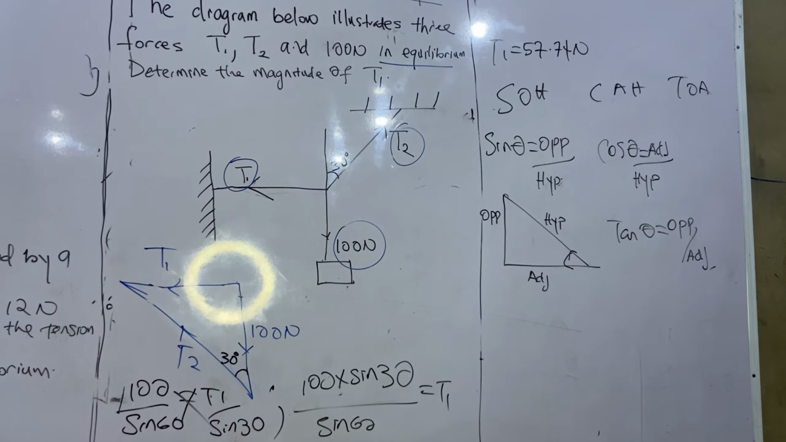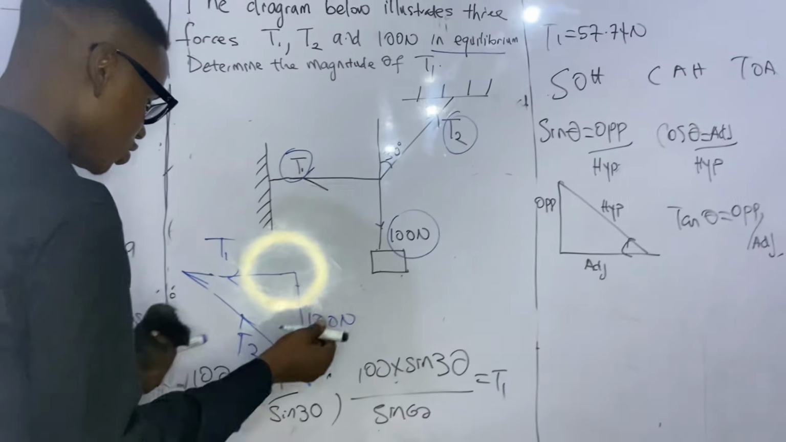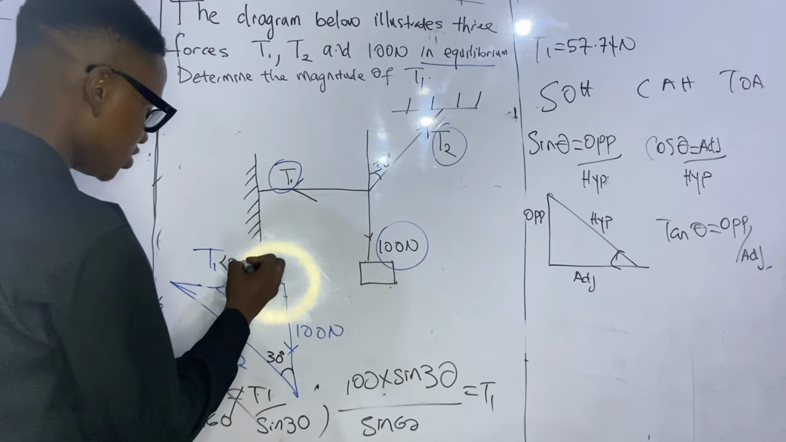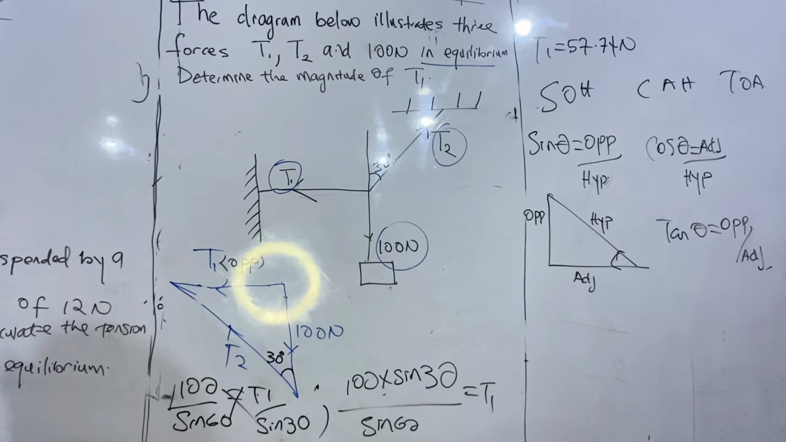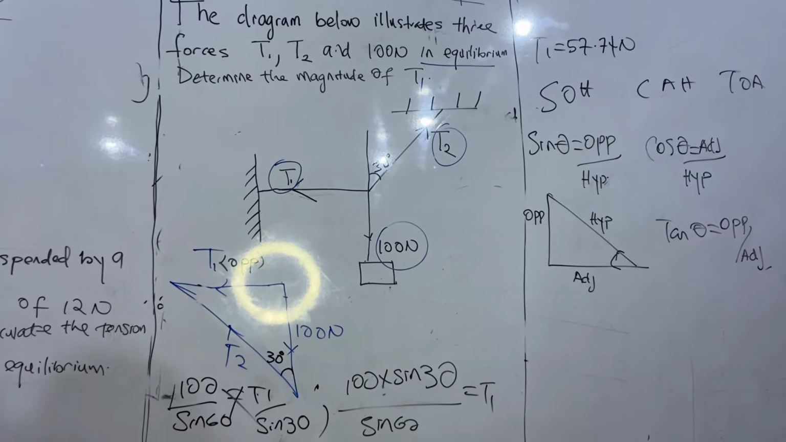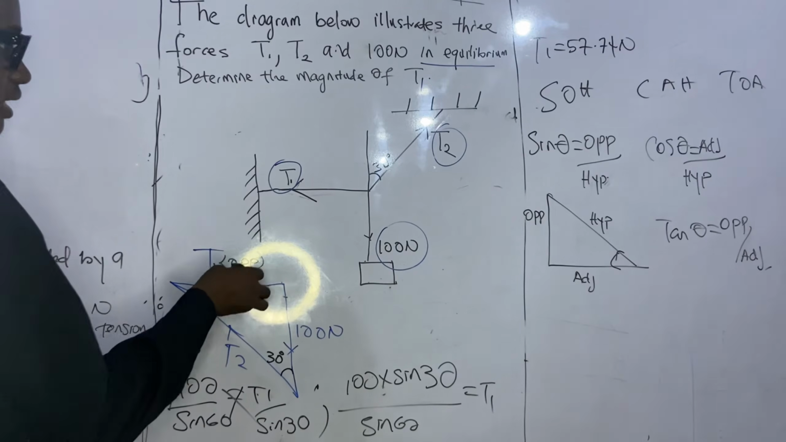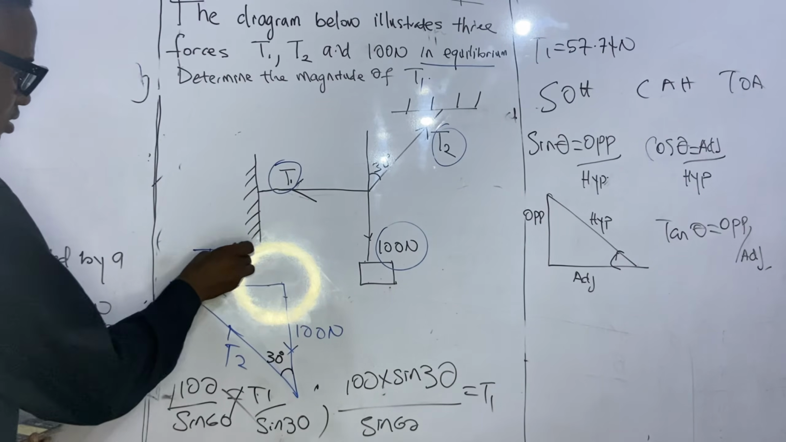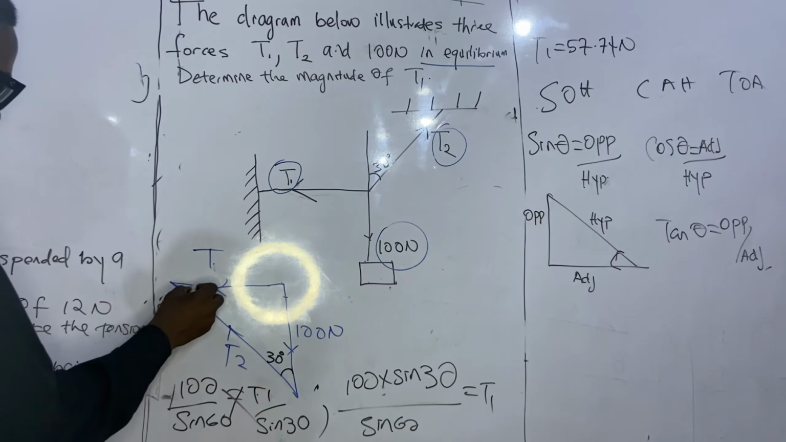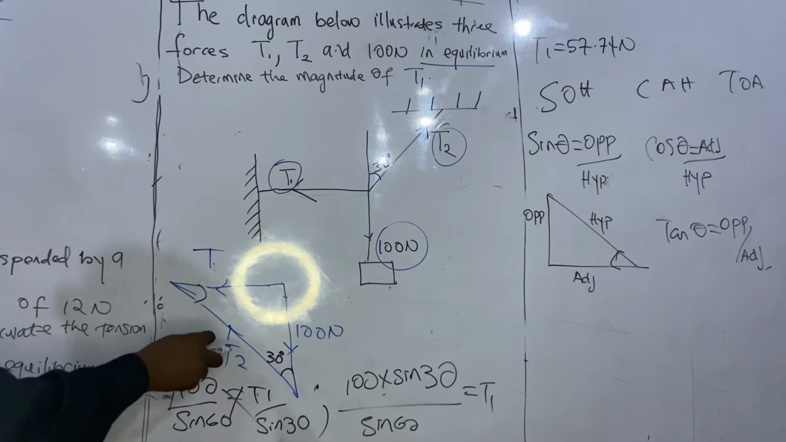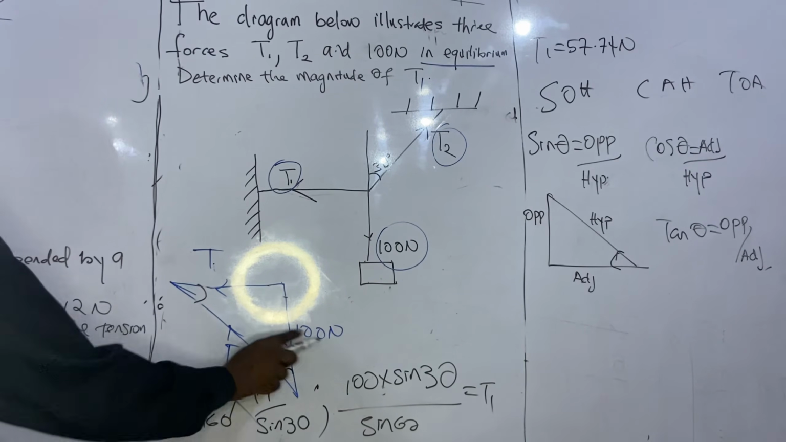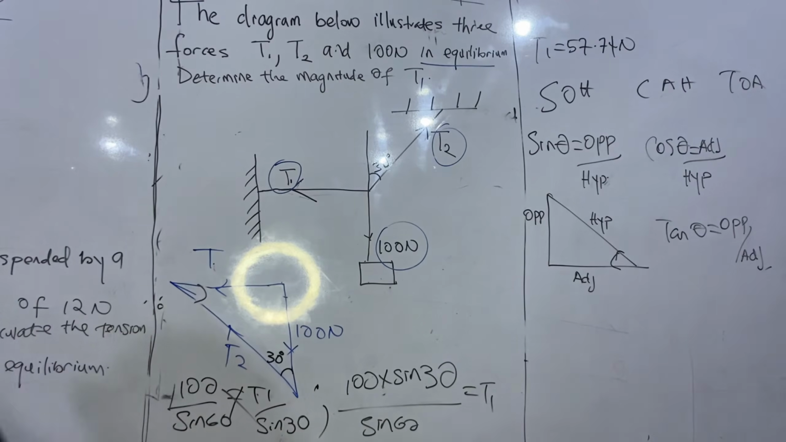Based on this diagram, is T1 the opposite? No, it's the side facing this angle that is the opposite, the angle here. Of course, we don't have any value for it. So 100 is the opposite. To get T2, what will we use?